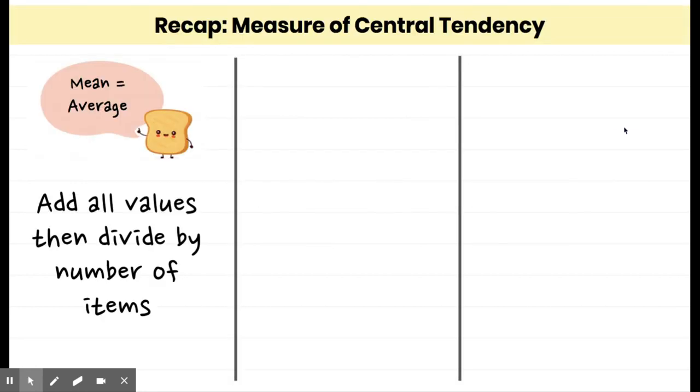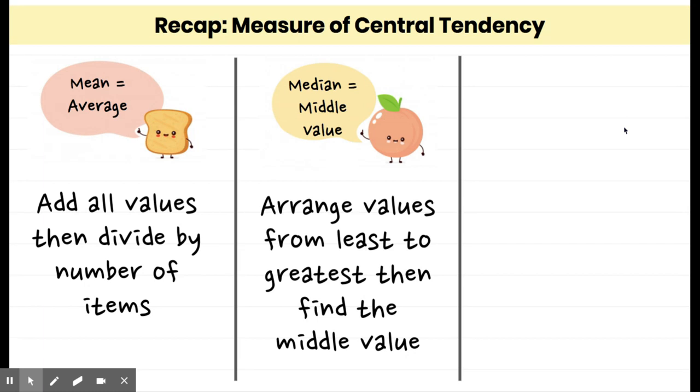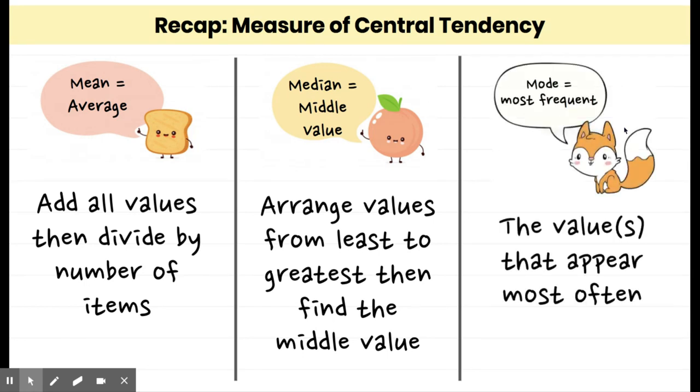And just to recap the measures of central tendency, we learned three different ways. The first one is the mean, which is the average, where we add all the values and then divide by the number of items. And then we have the median, which is the value in the middle. We can retrieve the median by arranging the values from least to greatest, and then identify the middle value. Lastly, we have the mode, which is the number that appears most often. So we have mean, median, and mode, which are three different measures of central tendency.